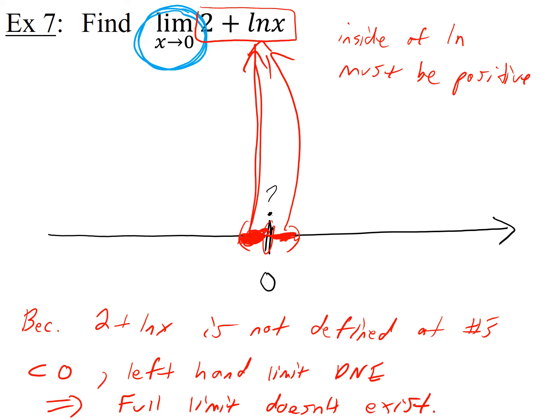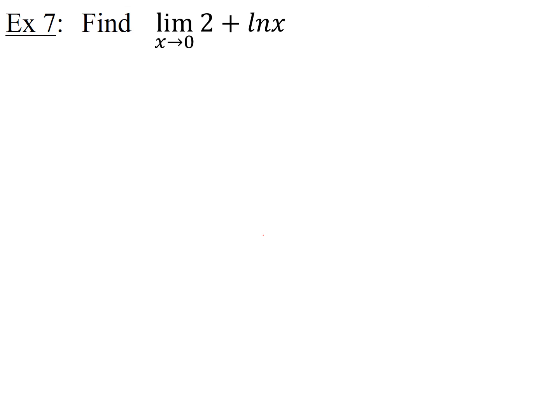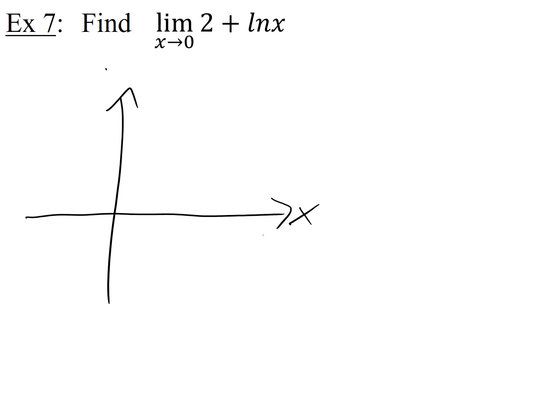Let me go ahead and show you a second way. A second way to prove that this limit doesn't exist is by contradiction. Let's take a look at the graph of natural log x first. Let's draw an x and y axis. Natural log x has an asymptote, which is the y-axis, and it goes something like that. That's y equals natural log x.